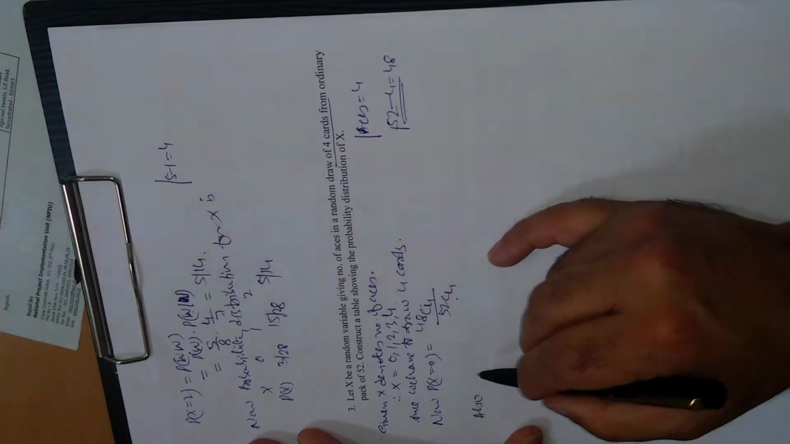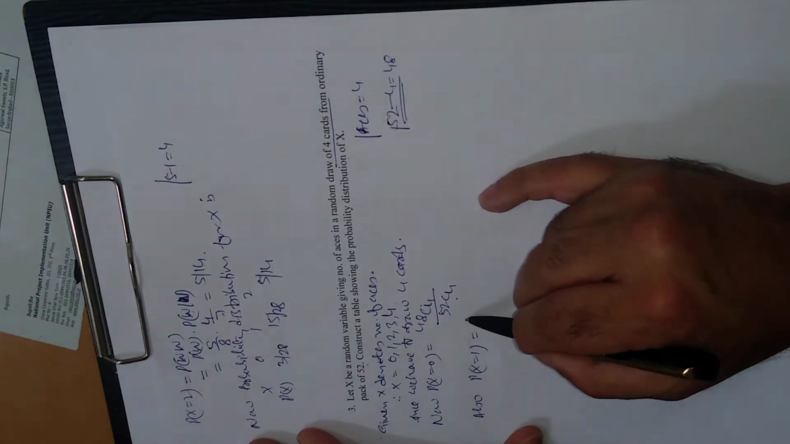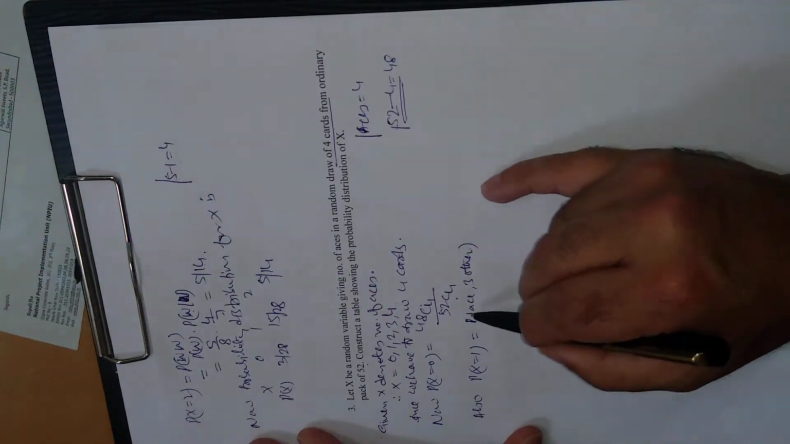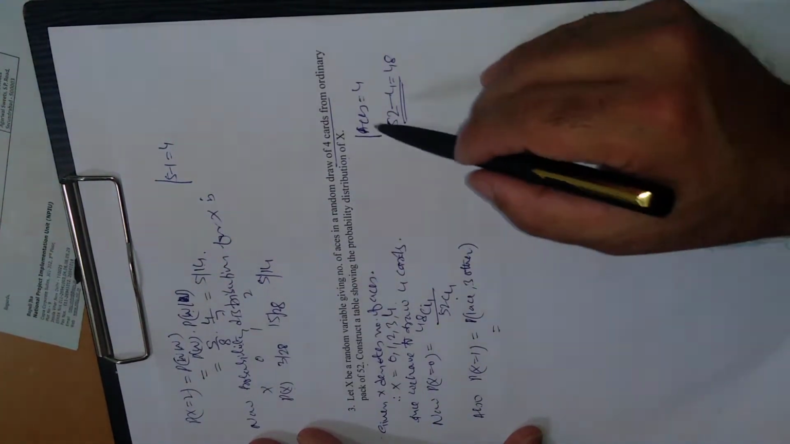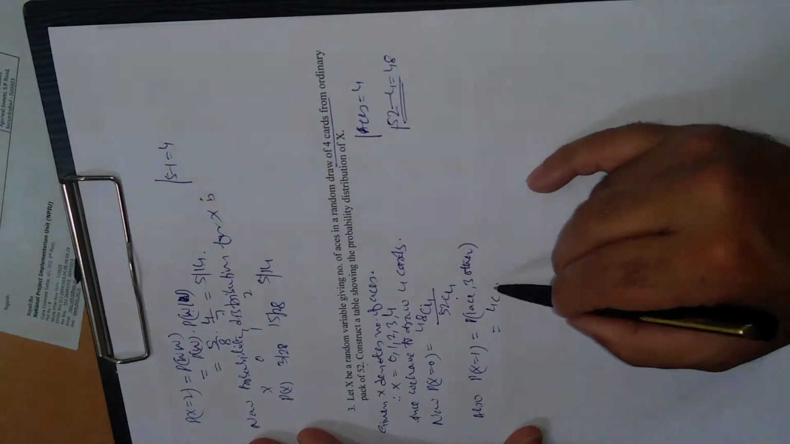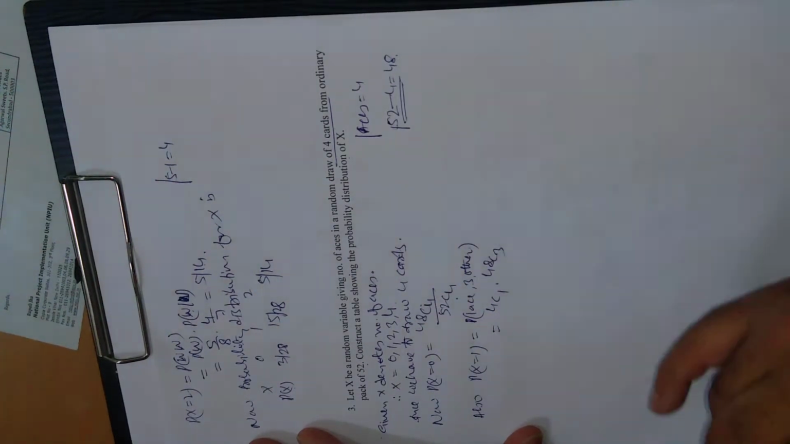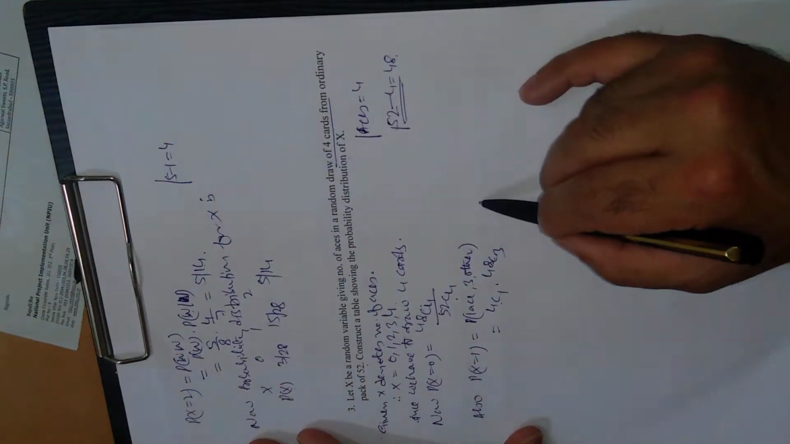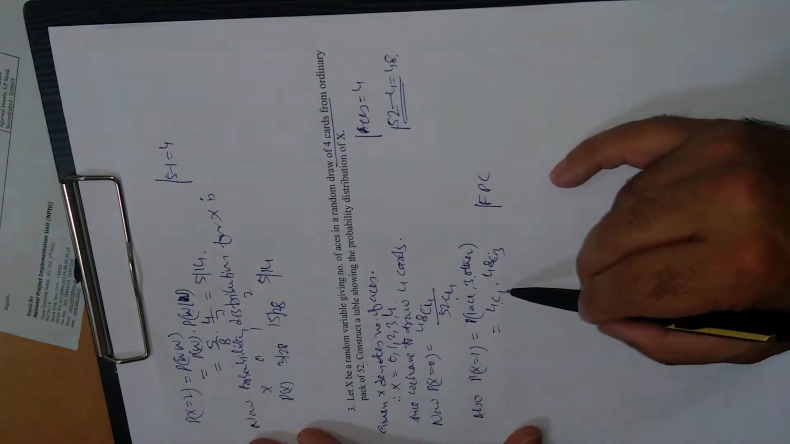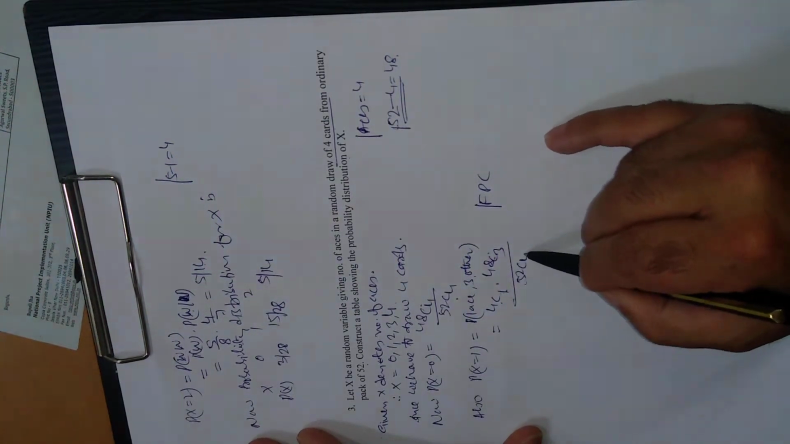Also P of X is equal to 1. X is equal to 1 means 1 ace and 3 other cards, because we have to draw 4 cards. 1 ace, because total aces are 4, can be selected in 4C1 ways, and 3 cards out of 48 can be selected in 48C3 ways. I am multiplying these two because of the fundamental principle of counting. These are the favorable cases, because in total we draw 4 cards, 1 and 3, and total cases are 52C4.